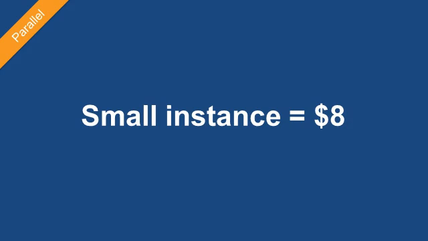Now 100 small instances for a period of an hour can cost as little as $8. So it's not expensive to do this. If you can achieve this parallelization, then that's a great way to reduce the elapsed time of your development projects, allowing you to iterate more quickly and obviously ship product more quickly. So really, really powerful tool that many customers use.